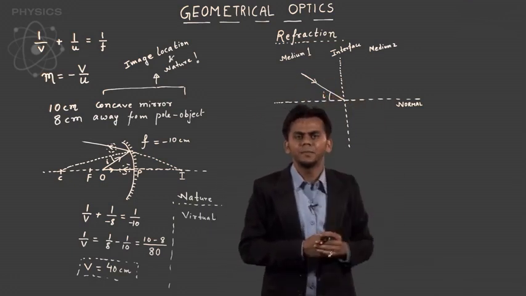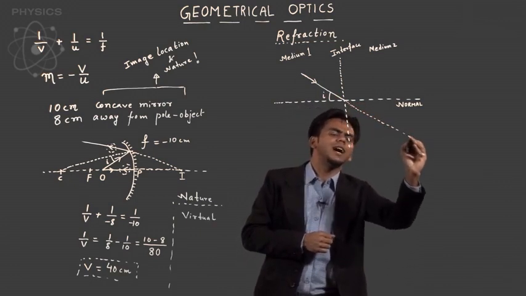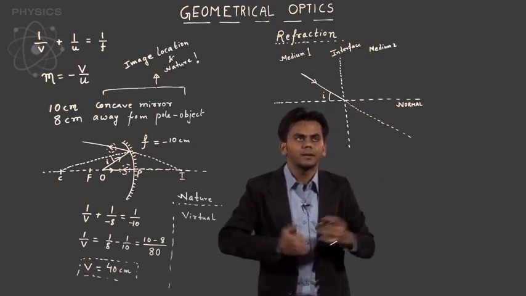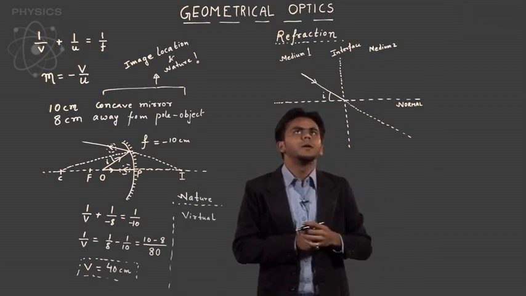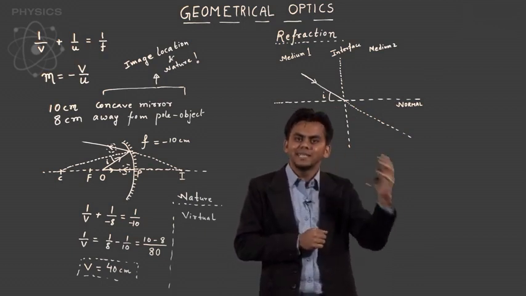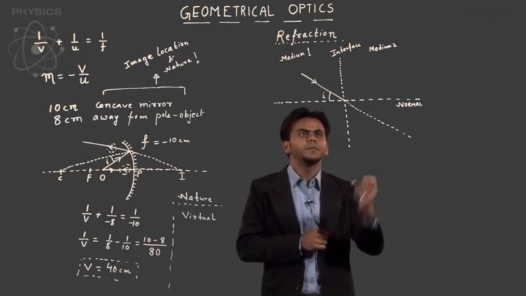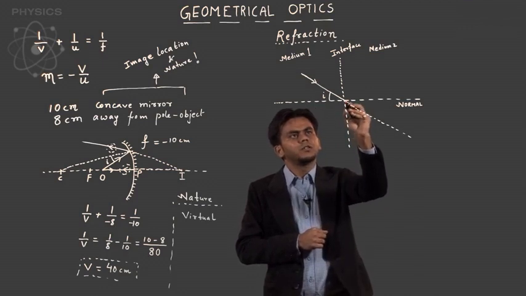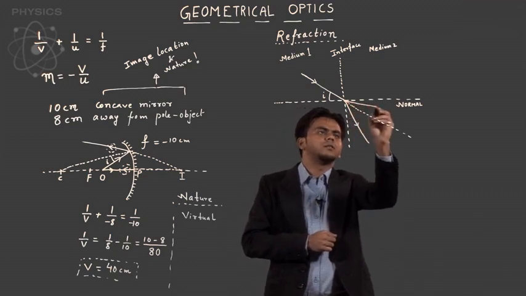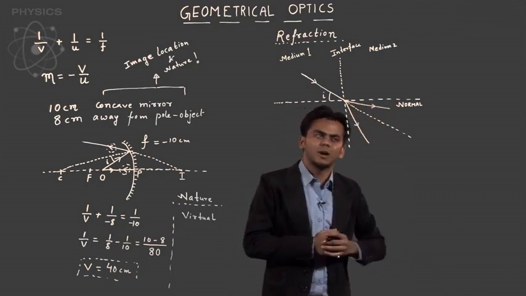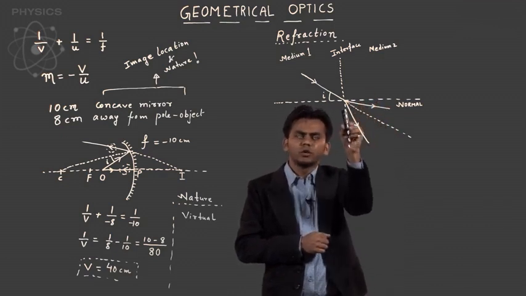If both the media were the same, this ray would have proceeded undeviated, rather unrefracted. But it is not going to be the case over here. Dependent on the optical density, we'll come to what optical density is, this ray could take this path or this path. This is towards the normal and this one is away from the normal.